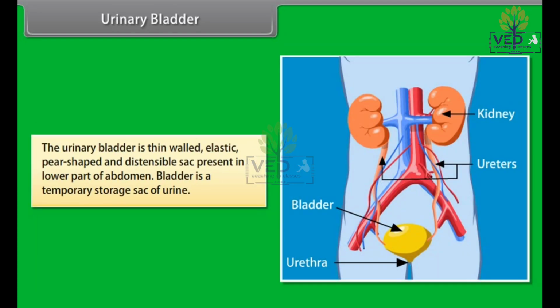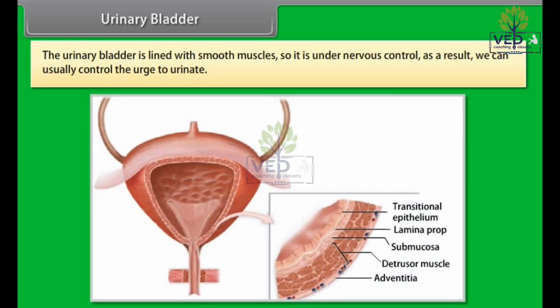Urinary bladder. The urinary bladder is a thin-walled, elastic, pear-shaped, and distensible sac present in the lower part of the abdomen. Bladder is a temporary storage sac of urine. The urinary bladder is lined with smooth muscles, so it is under nervous control. As a result, we can usually control the urge to urinate.